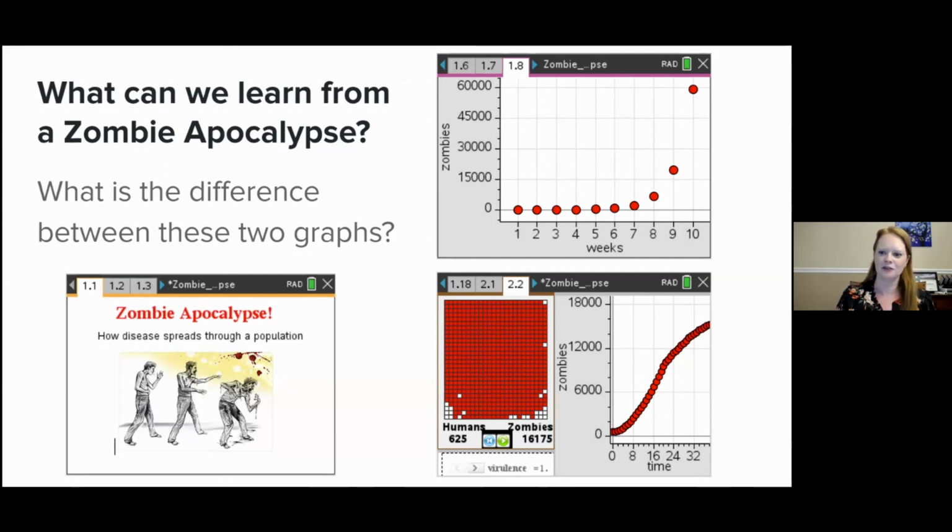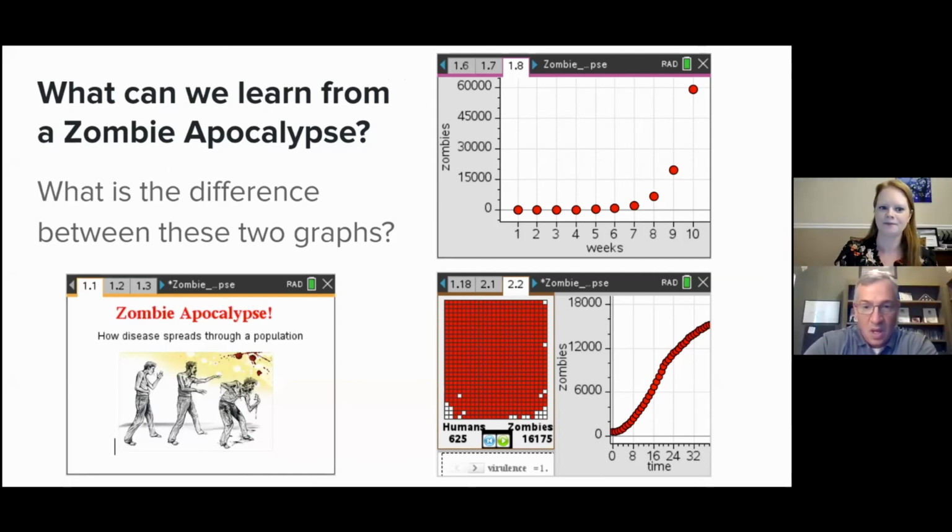And I have two graphs here. Eric, what is the difference between these two graphs? Well, let's see. The top graph, the one that says zombies per weeks, looks like the data is just going up. It looks like it just goes on forever. And the graph below it is zombies per time, whatever that unit of time is. It looks like the data goes up, but then it starts to flatten out a little bit.